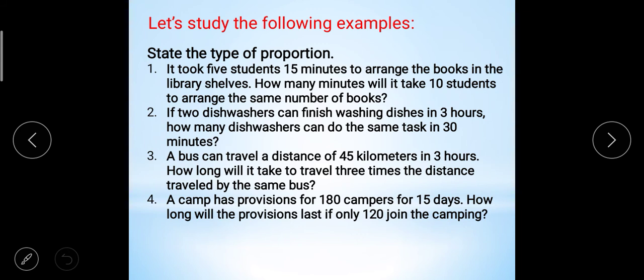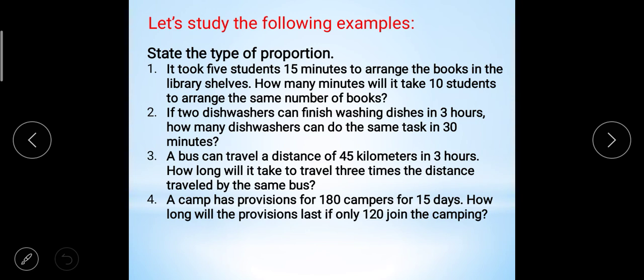Okay, inverse. Very good. Okay? So, since yung isa tumaas and then yung isa is bumaba, that is inverse. Siyempre, pag mas madaming estudyante yung nagtulong-tulong to arrange the books at the library shelves, mas mabilis nila siyang magagawa. So, instead of 15 minutes, siguro matatapos nila yon for like 7 minutes or 8 maybe. Okay? So, problem number 2.